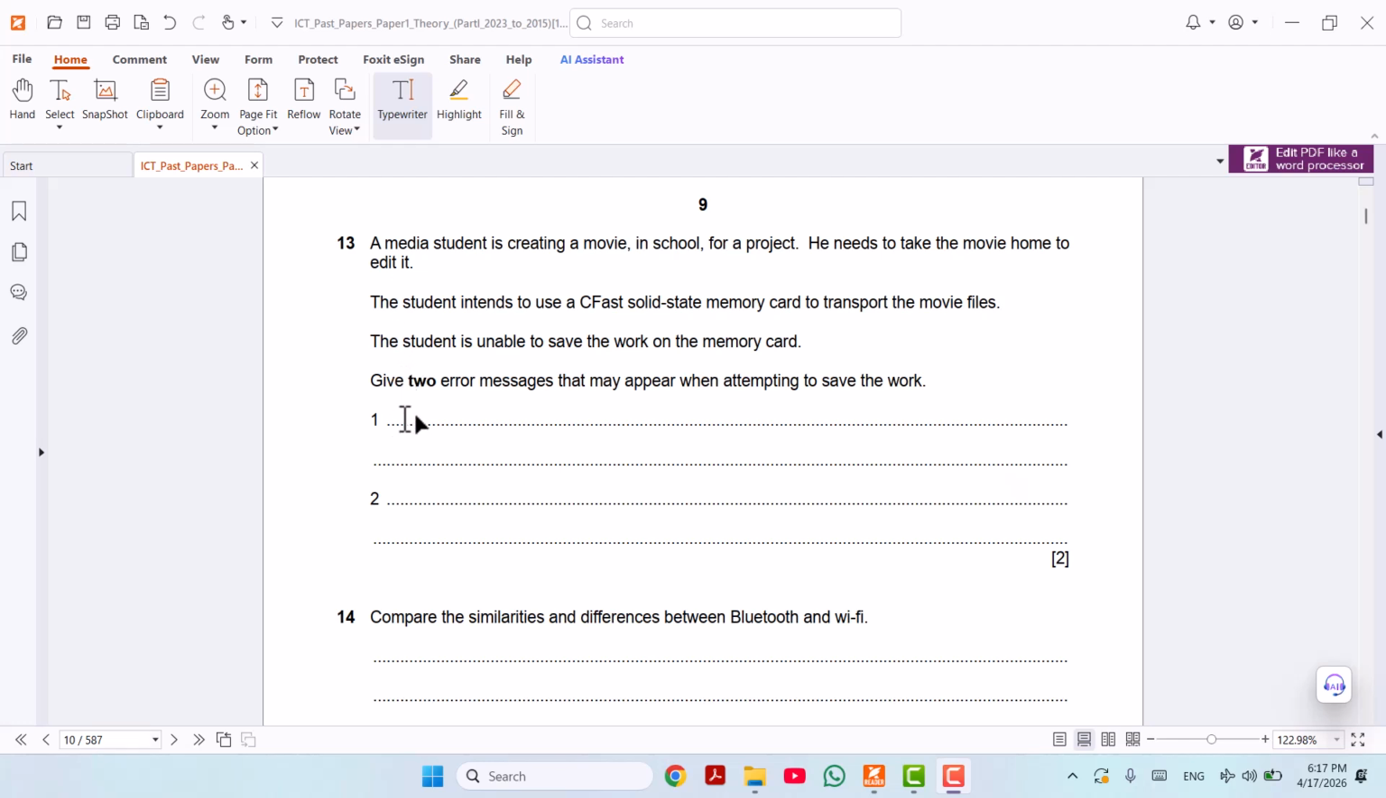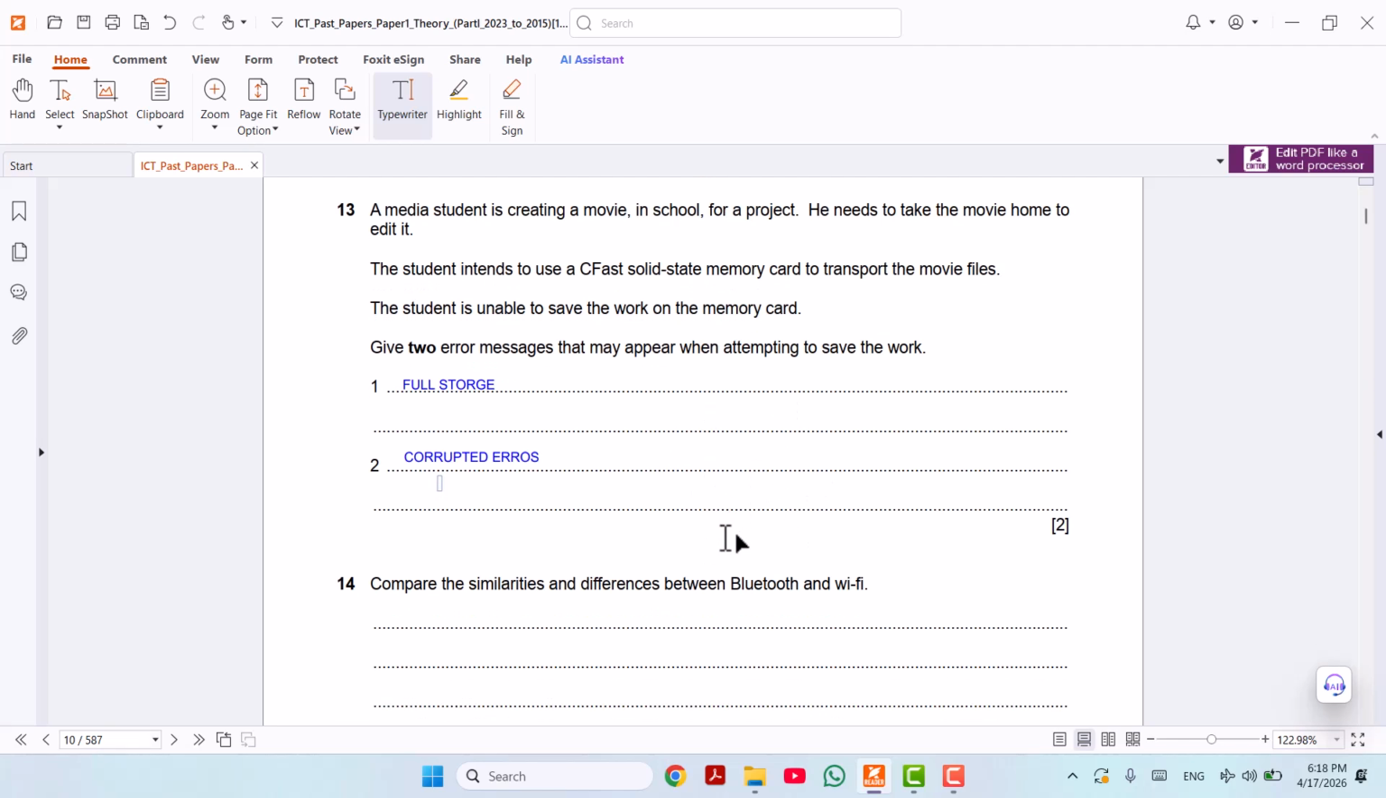We have many errors that can appear. The first thing, full storage. Full storage happens with us also sometimes. Number two, we have also corrupted errors, like he cannot save the file, or the type of the file cannot be saved on the memory card or solid state memory card. And we have also write errors. We have card errors. We have too much here.